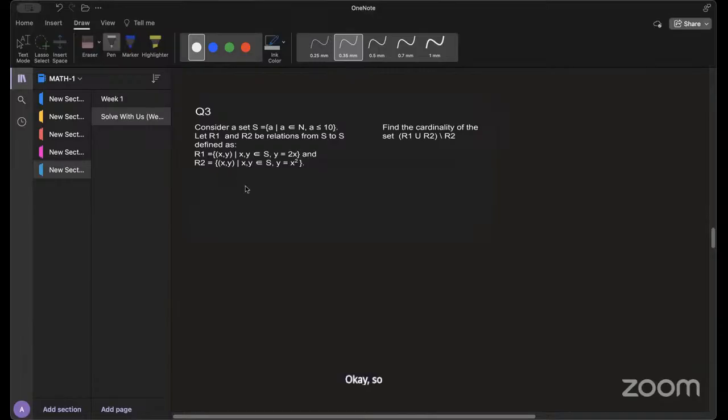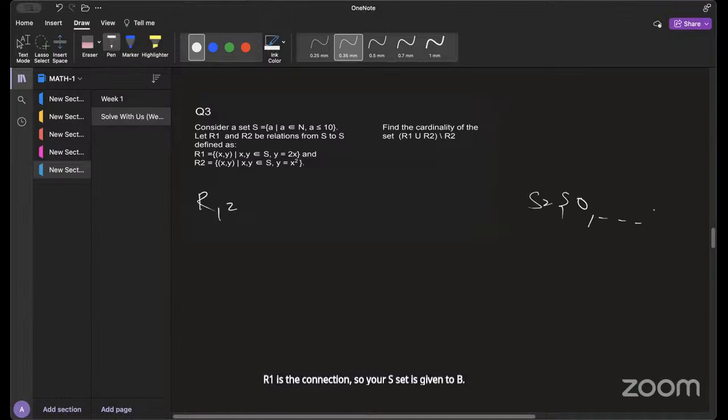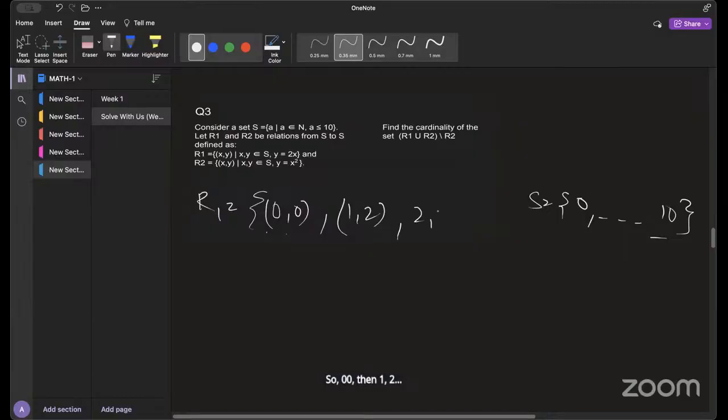Okay, so let's just find out the sets first. R1 is the collection. Your S set is given to be natural numbers from 0 to 10. And then R1 is the collection of XY tuples where X and Y follow this relation, Y equals 2X. So you'll put a 0 in place of X, and as Y, you'll get 0. So 0, 0, then 1, 2, then 2, 4, then 3, 6, 4, 8, and 5.